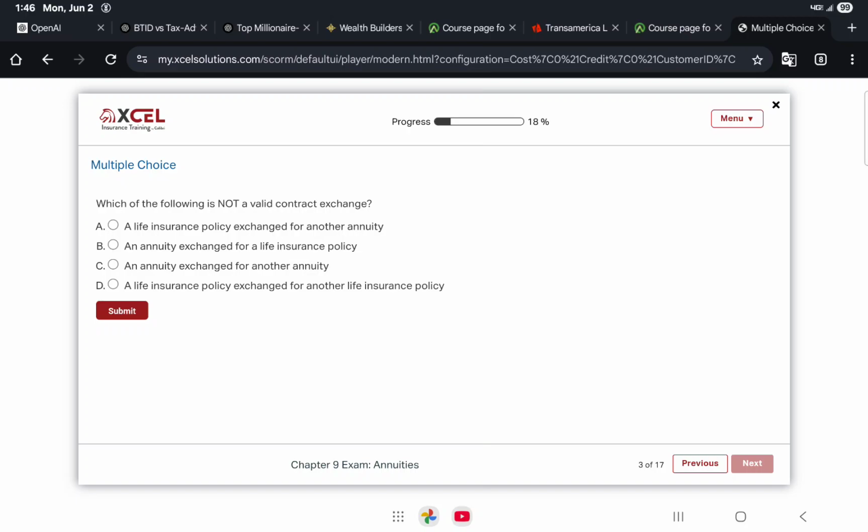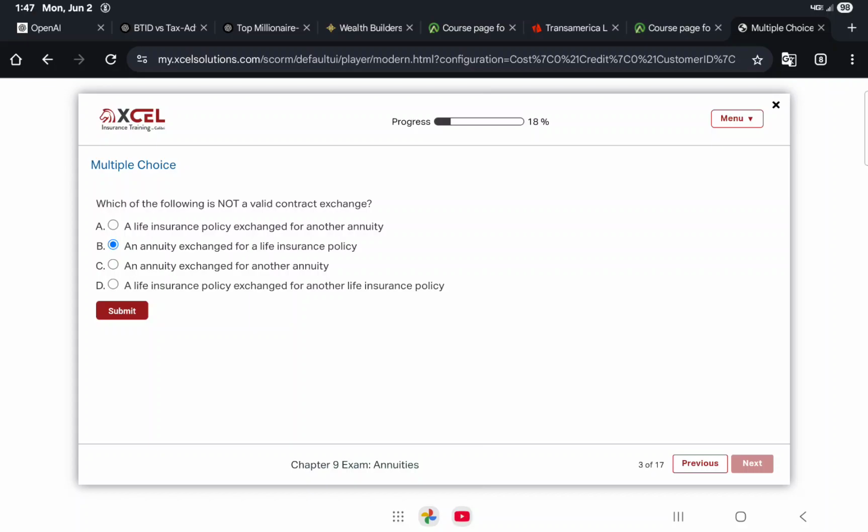I mean, that's not technically. Let me see. You could pull a lump sum out of a life insurance policy. I don't know if you would call that an exchange though, but in this case the answer is going to be an annuity exchange for a life insurance policy, mainly because an annuity is tax deferred and you're rolling it into a tax-free vehicle. So if you were to do that, you would have to pay the taxes before it can become a life insurance policy.